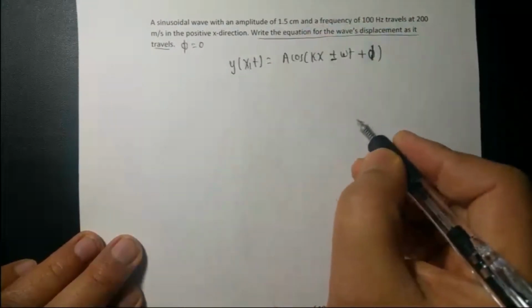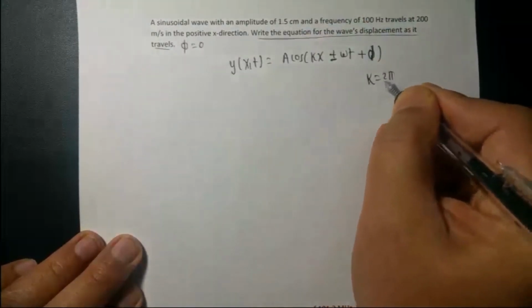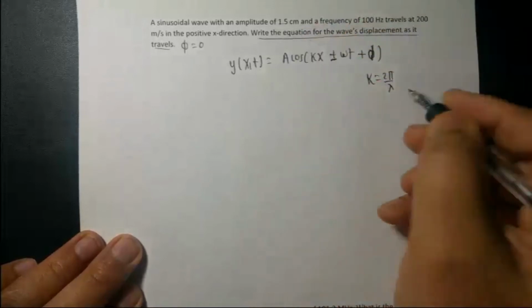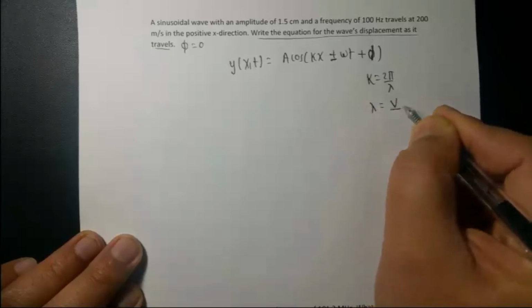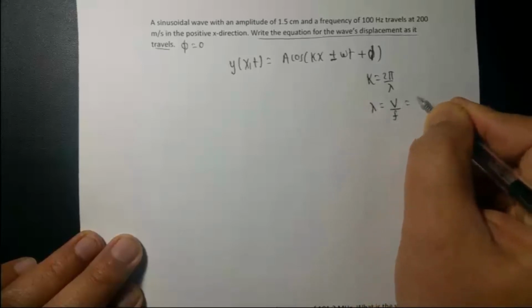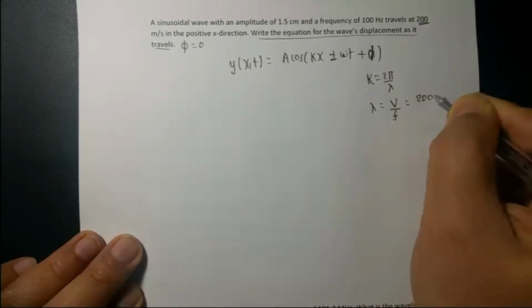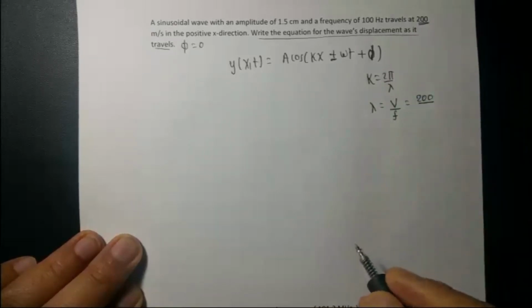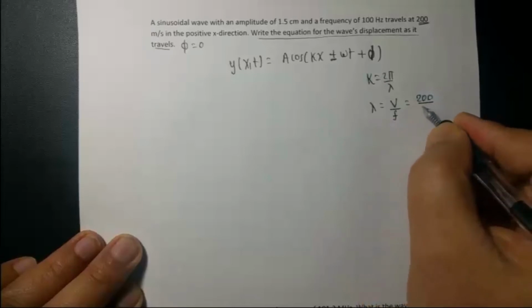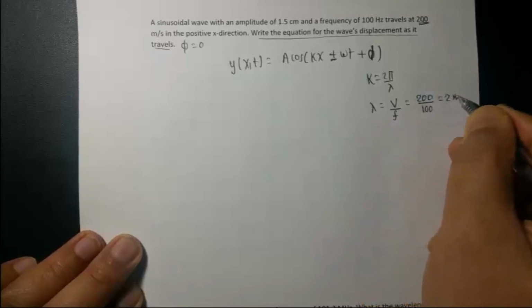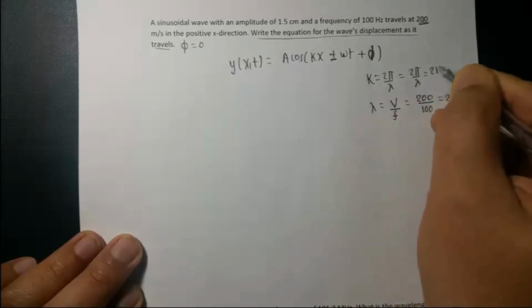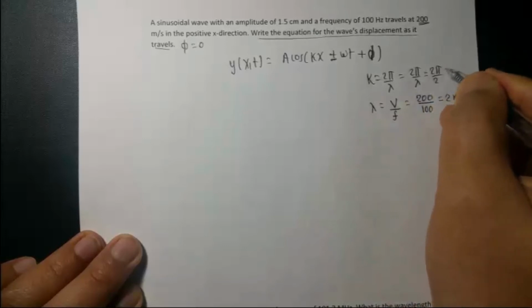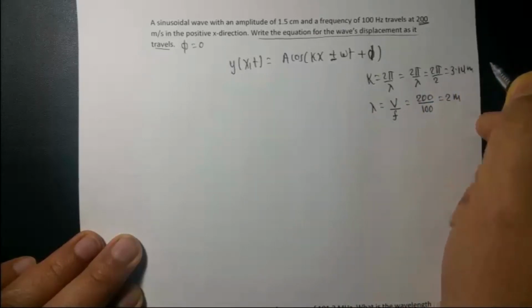So what do we need? k is 2 pi over lambda. You need lambda, but lambda is not given. Lambda is the speed of the wave divided by the frequency. The speed of the wave is given as 200 meters per second, and the frequency is 100 hertz, so lambda is 2 meters. Then 2 pi over lambda is 3.14, with the unit per meter.